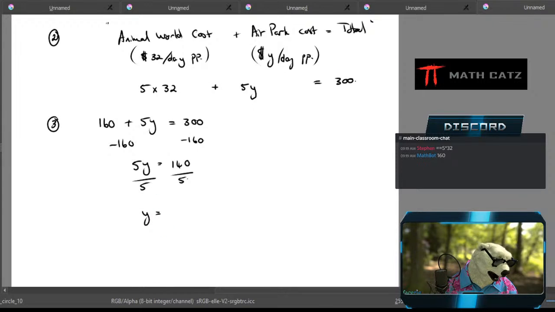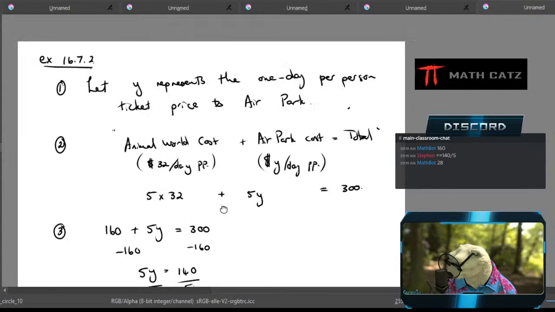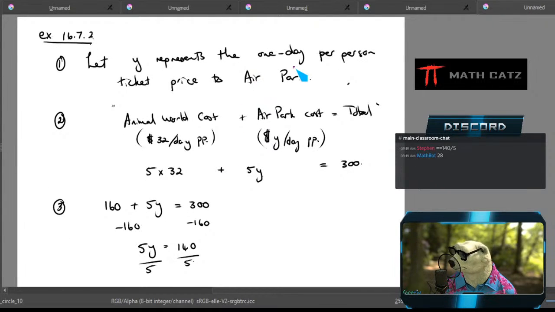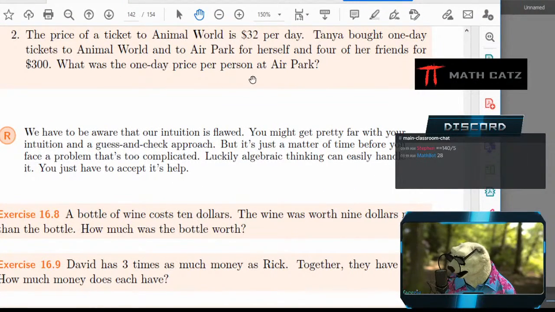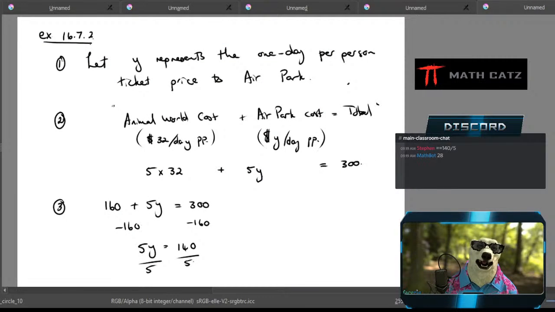Let's show something in the chat. Doesn't matter. 140 divided by 5. Oopsie. Definitely be sure. And I get 28. That's done. That's step 3. It's over. Move on. Now I double check. Okay, I want to say what is the y, right? Y is the exact price to Air Park, one ticket price. Is that what I need to have as an answer? What is the one-day price per person at Air Park? Okay, perfect. So my variable value is exactly what the question wants.